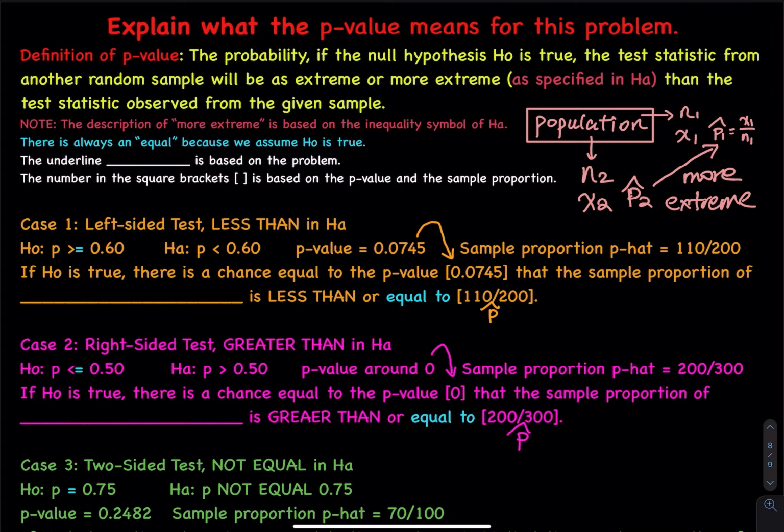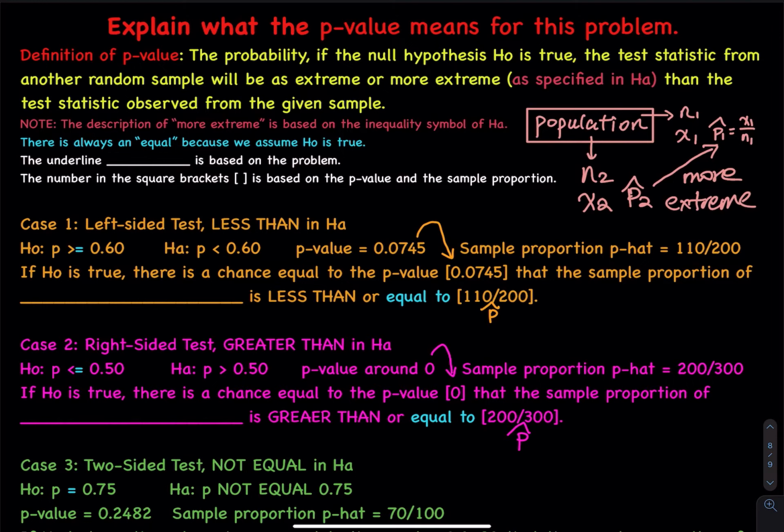So that's why in the first note in red, I said the description of more extreme is based on the inequality symbol of HA. So when you set up your HA, you either use a not equal, a greater than, or less than. So there are three cases. And then in this video, I will explain each of the three cases.